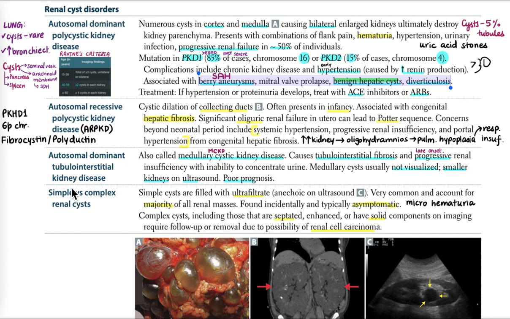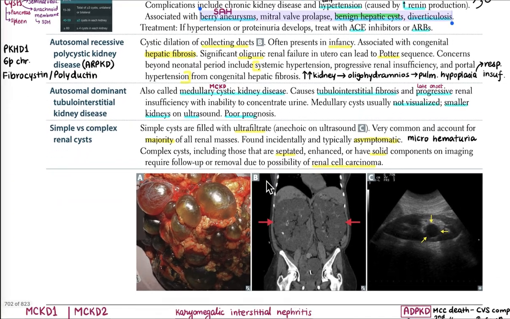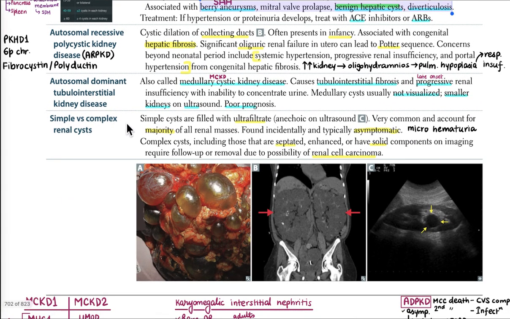So, this is important. Next, you can just read through this: autosomal dominant tubulointerstitial kidney disease, or medullary cystic kidney, with tubulointerstitial fibrosis and progressive renal insufficiency with inability to concentrate the urine. Obviously, because it's the medulla. Medullary cysts are not visualized, with smaller kidneys on the ultrasound. These two are bilaterally enlarged, but this one is supposed to have smaller kidneys on the ultrasound. And finally, poor prognosis.